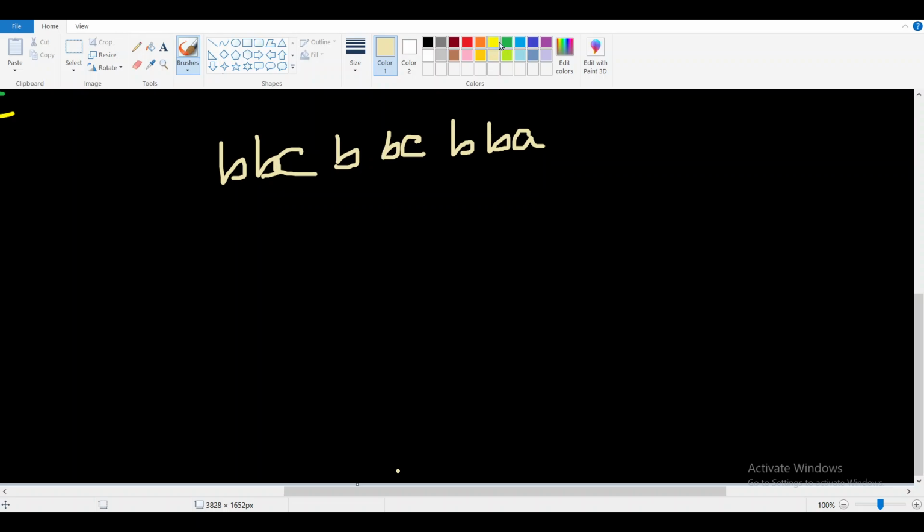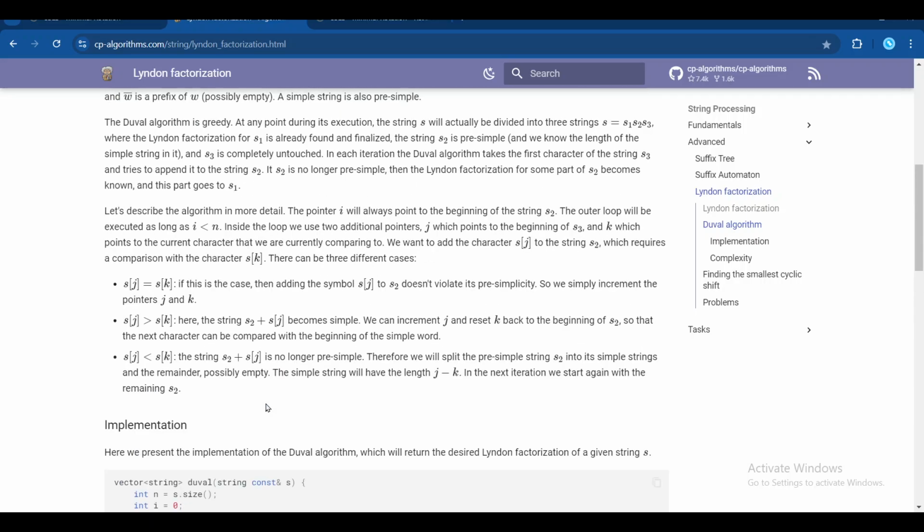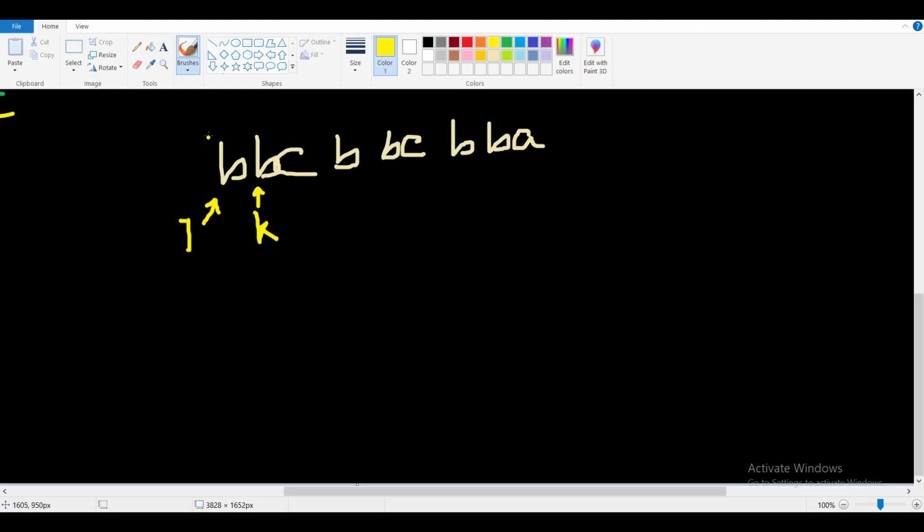Initially, let's say j is at the zeroth position and k is at the first position. Now, initially S2 is empty. If Sj equals Sk, then adding the symbol Sj to S2 does not violate its pre-simplicity. Why? Because BB is simple and also B is part of the prefix. So that's why BB is pre-simple.